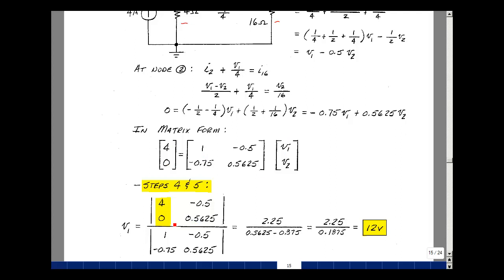So this times this minus this times this is the determinant. This times this is 2.25 minus 0, and then this times this is 0.5625, and then minus the product of these two minuses still gives me a negative, but 0.375. That gives me a ratio of 12. And this is supplemental problem 312.